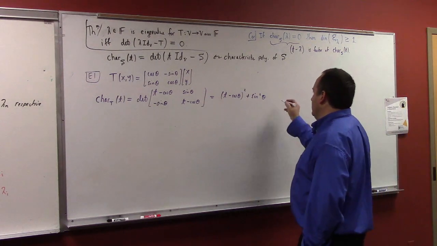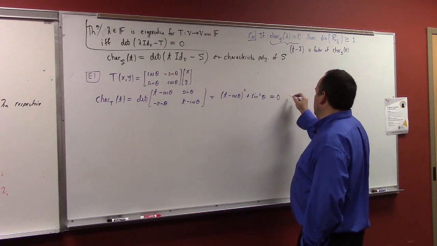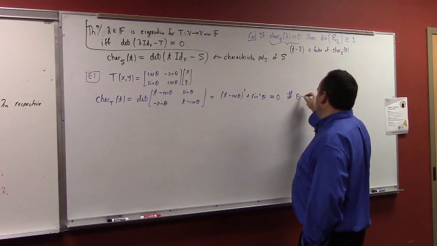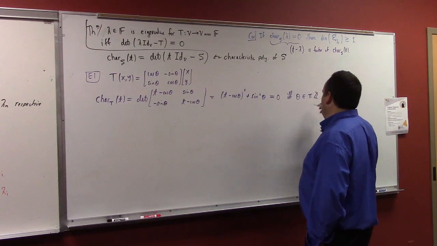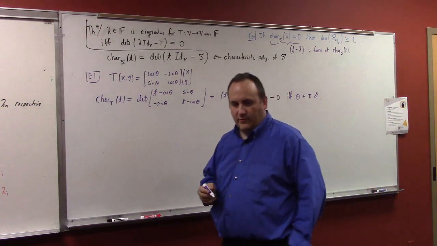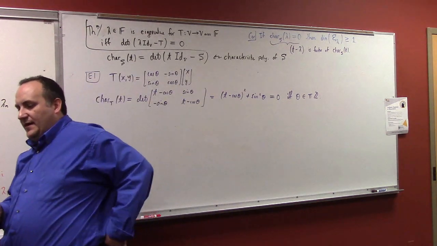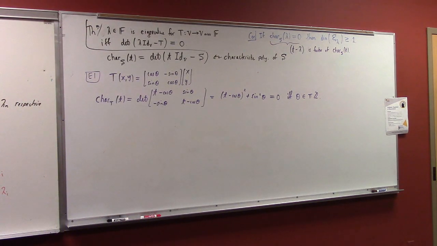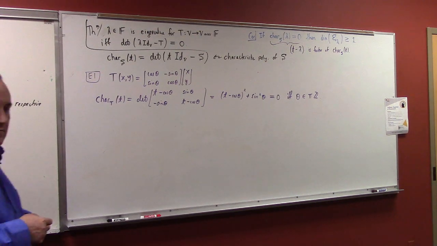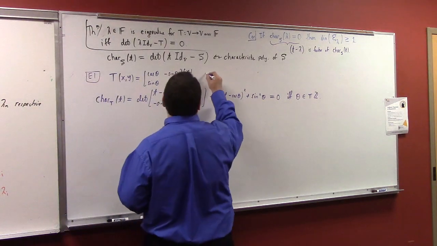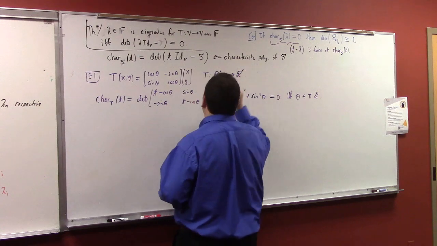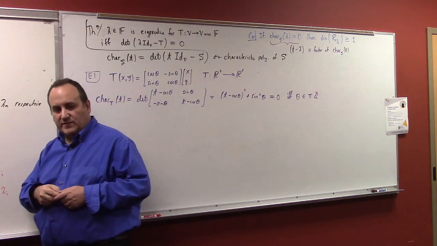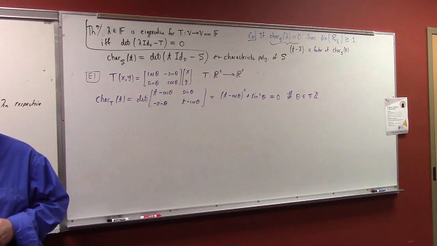So this equals 0 if and only if theta is an element of pi Z. So unless the parameter theta happens to be a multiple of pi, this transformation has no real eigenvalues. Here I'm, of course, thinking of T as a mapping from R2 to R2 for the sake of specificity. I wanted to show you an example of a linear transformation which has no eigenvector.